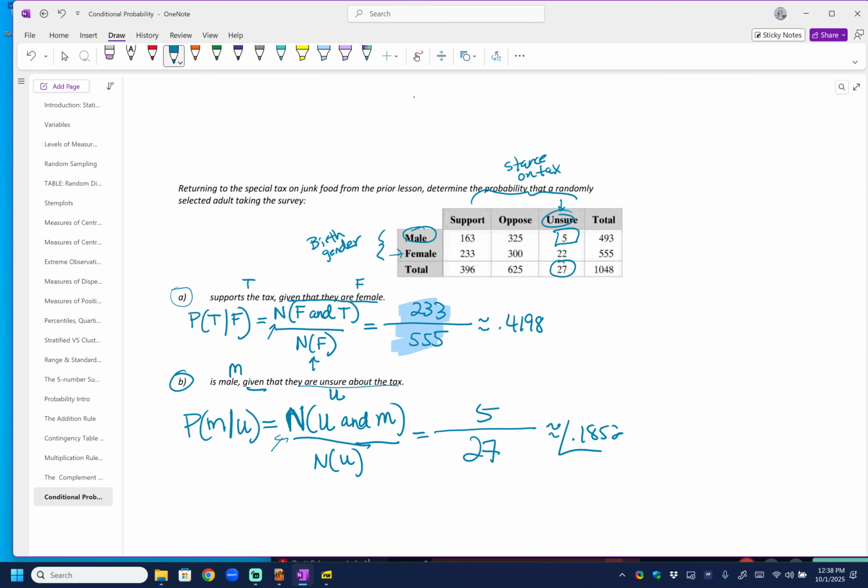And just like last time, hypothetically, if it's given that everybody's unsure, that means we only care about this column. Literally nothing in the rest of the chart and the table matters. So out of that column, given that they're unsure, we know there's 27 of them, and how many of those unsure people are male? 5. So we get 5 out of 27.